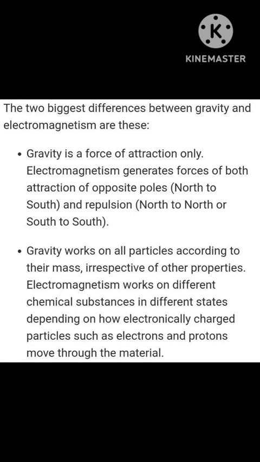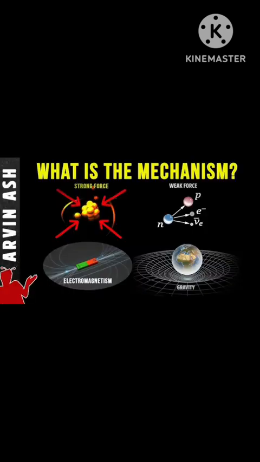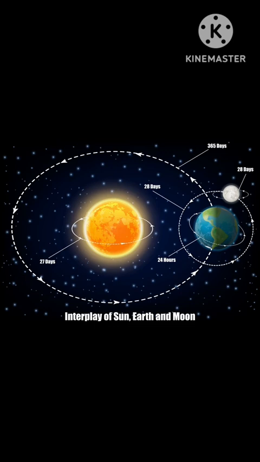Charge cancellation. In large objects like planets or stars, the positive and negative charges are roughly balanced, leading to a net cancellation of the electromagnetic force. This allows gravity to dominate on large scales. Weak force. While electromagnetism is stronger than gravity at small distances, gravity's effects accumulate over larger distances due to its lack of charge cancellation. This makes gravity the dominant force for celestial bodies.